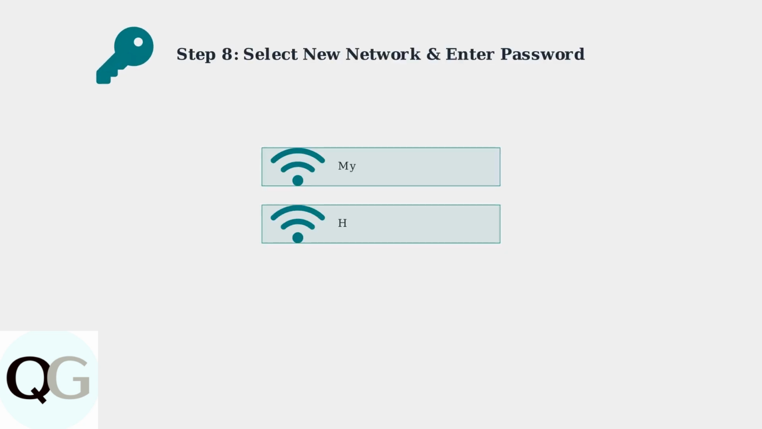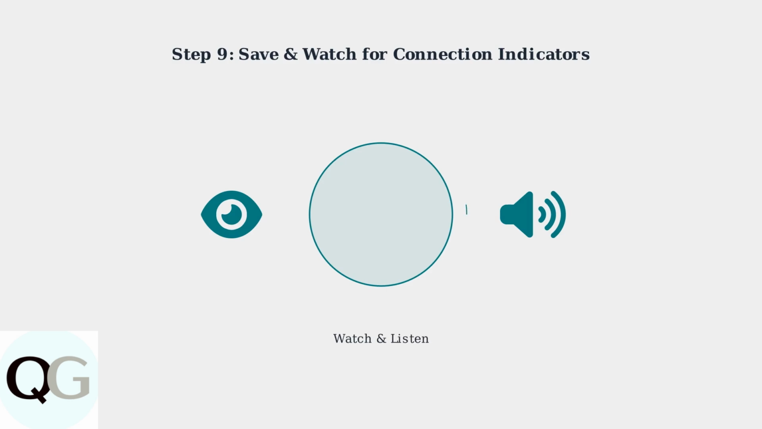The app will then guide you through putting your camera into setup mode. You'll see available Wi-Fi networks. Select your new network and enter the password when prompted. The app may be able to put your camera into setup mode remotely. After entering your password, tap Save or Apply.